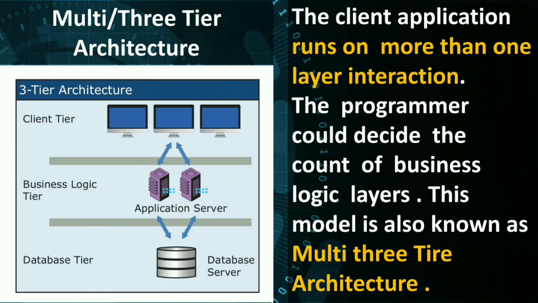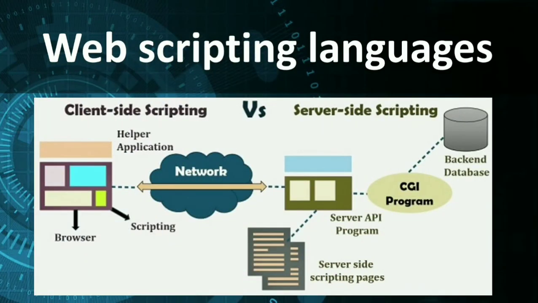So these are the main concepts. Single tier architecture has one layer, two tier architecture has two layers, and three tier or multi-tier architecture has three different layers. And the next one is web scripting languages.